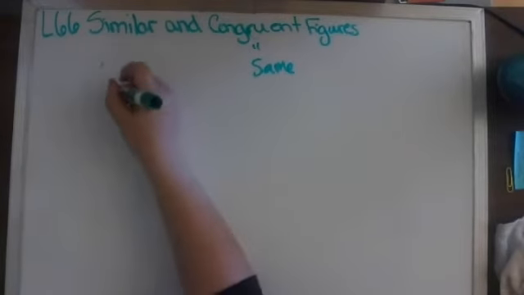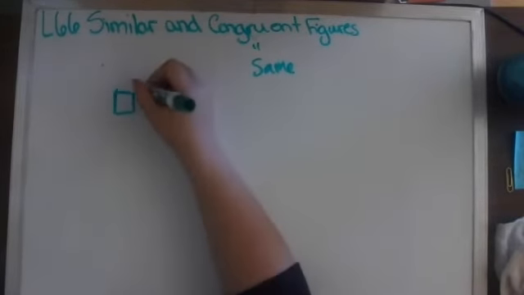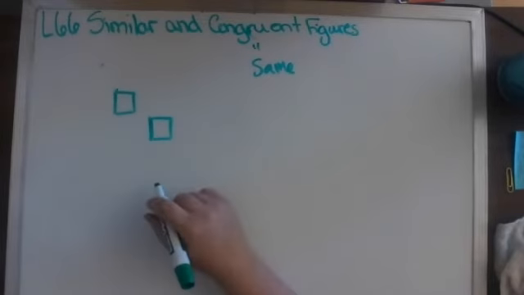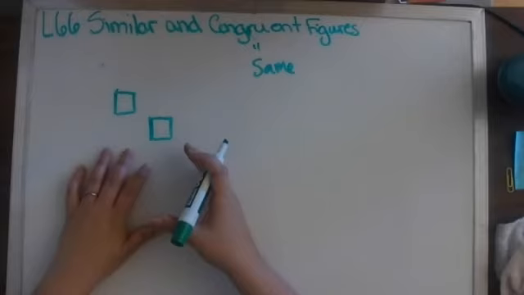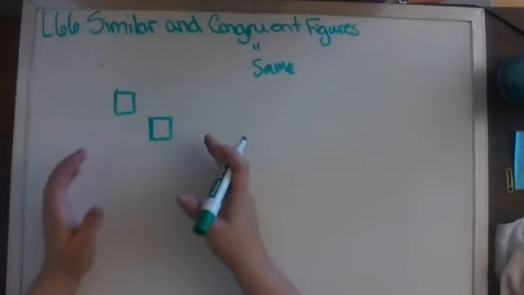For example, if I have a square, okay, this square is the same as this square. That means they are congruent. They're not beside each other, they're in different spaces, but it's still the same square. That means it is congruent.